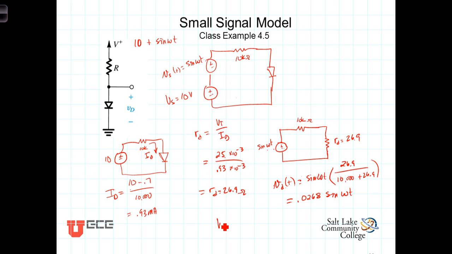We could then write the total voltage, lowercase v sub uppercase D, which would equal whatever the voltage is across here. We've assumed that it's 0.7 of a volt, so 0.7 plus 0.0268 sine of omega t.